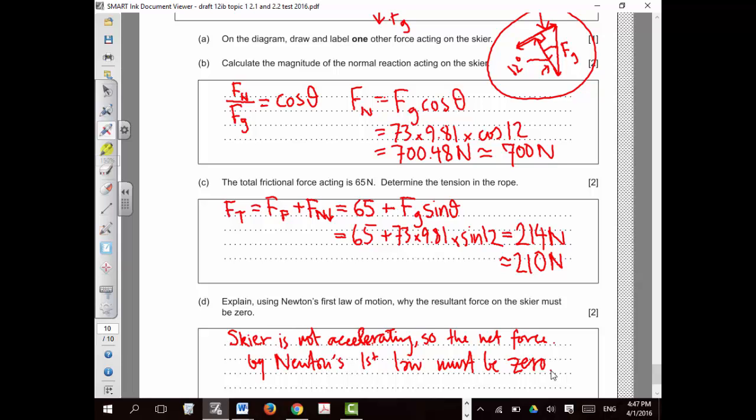So you could say the skier is moving at a constant speed, therefore they're in equilibrium, the net force must be 0. You basically need the idea that it's not accelerating and the idea that Newton's first law therefore says that it should be 0.